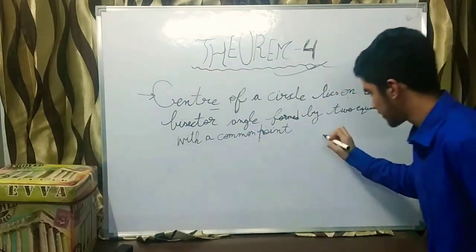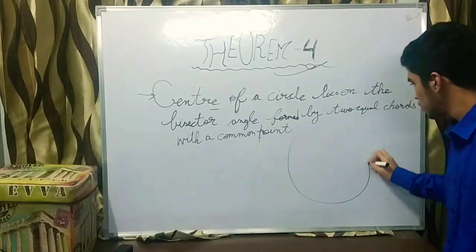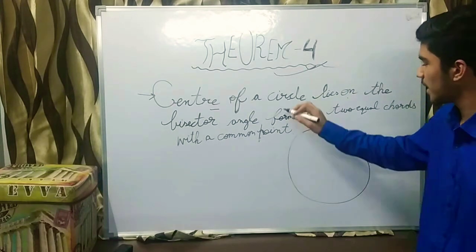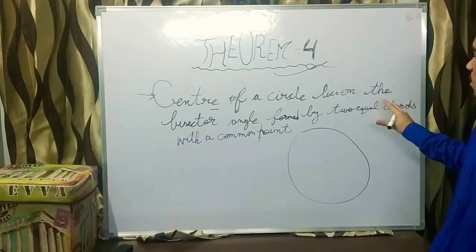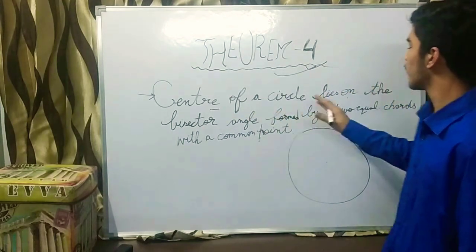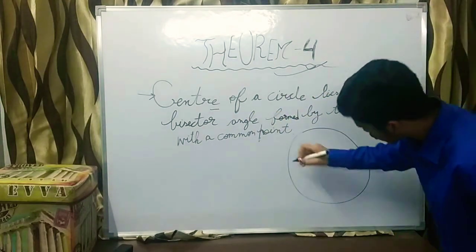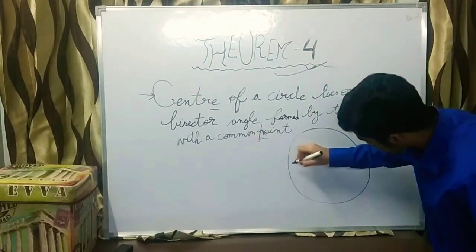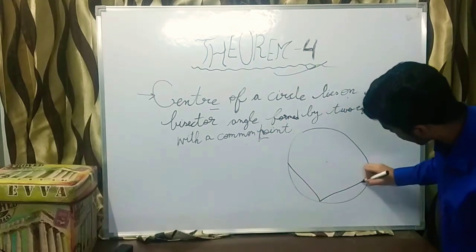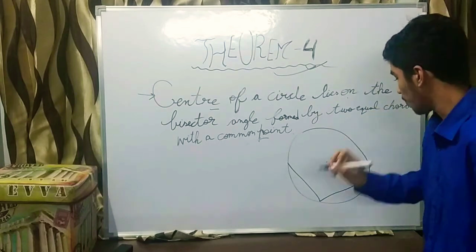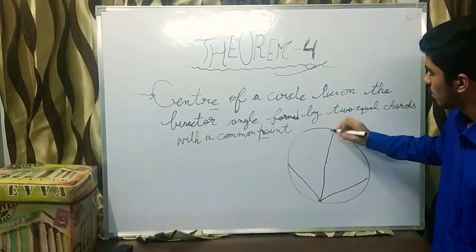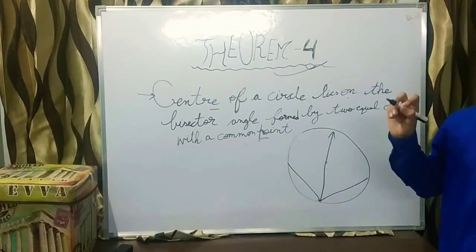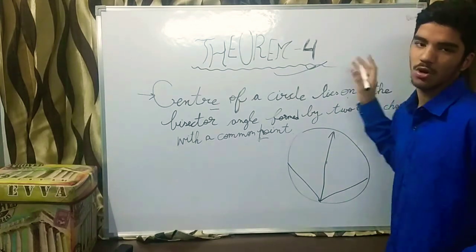So what does it say? That there is a circle. The center of the circle lies on the bisector of the angle formed by two equal chords with a common point. So we will take a common point and draw two equal chords. Now this bisector passes through the center according to this theorem.